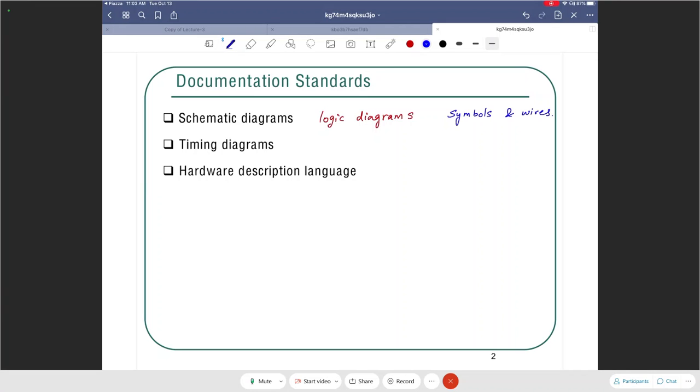Next would be timing diagrams, something similar to what you sketched in the exam. So what is this? A time sketch. The x-axis of your diagram is time, in which you sketch inputs and outputs, both with respect to time.